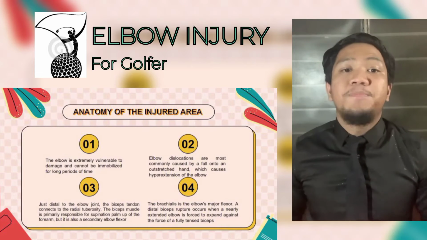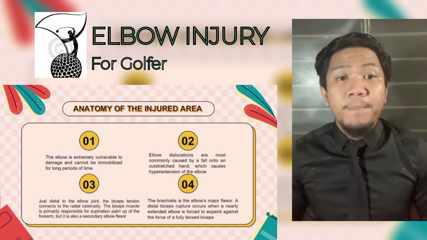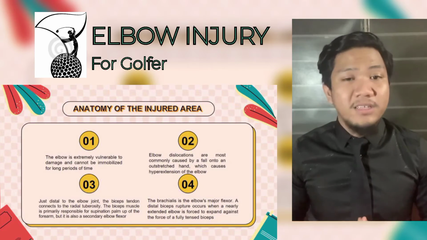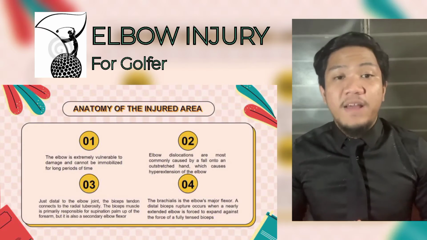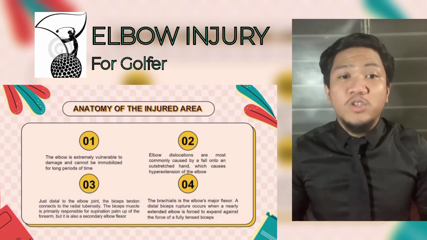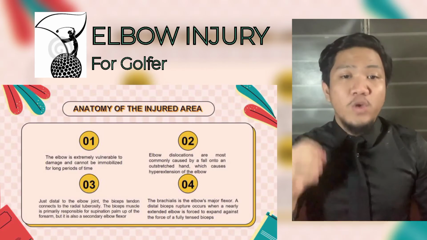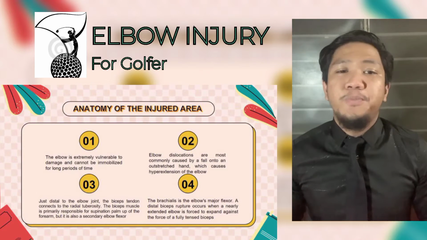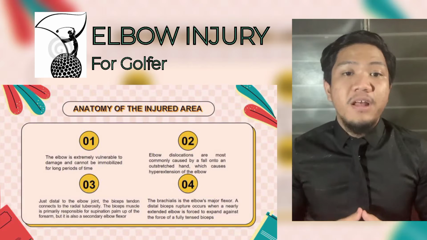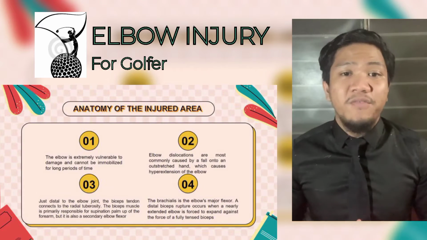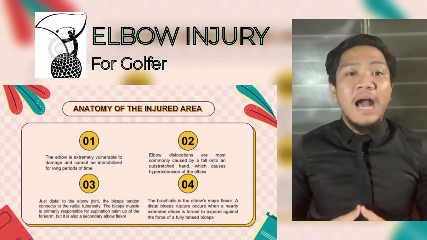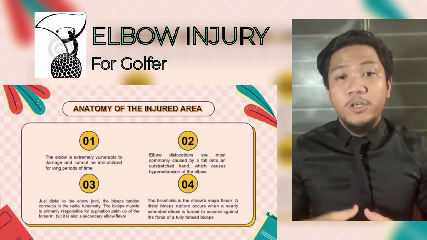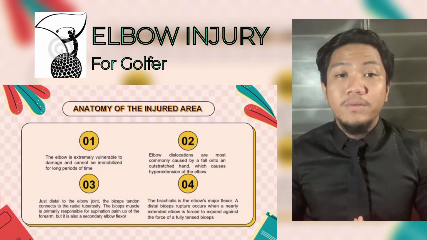The bicep muscle is primarily responsible for supination, palm up, of the forearm, but it is also a secondary elbow flexor. The brachialis is the elbow's major flexor. A distal bicep rupture occurs when the nearly extended elbow is forced to extend against the force of the fully tense biceps. Patients typically experience a pop and bruise on the medial forearm. The inside of the elbow is affected by medial epicondylitis, a kind of tendinitis. It occurs where the forearm muscle tendons link to the bony portion on the inside of the elbow.